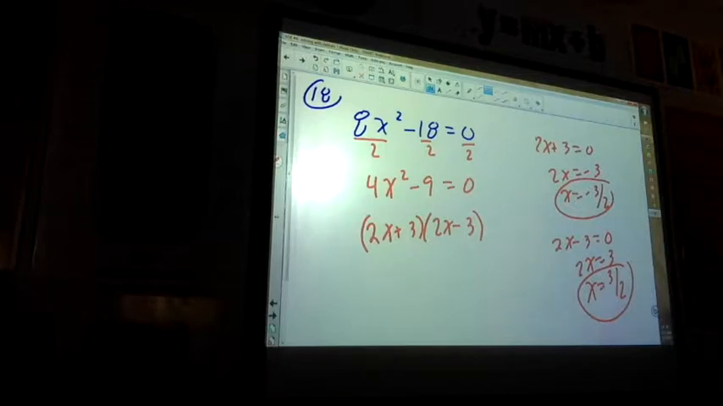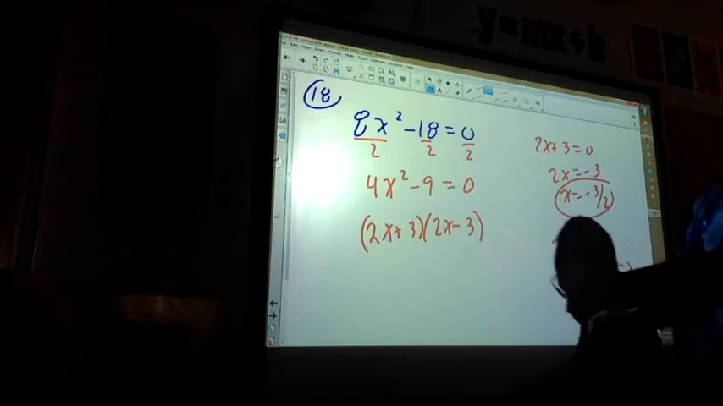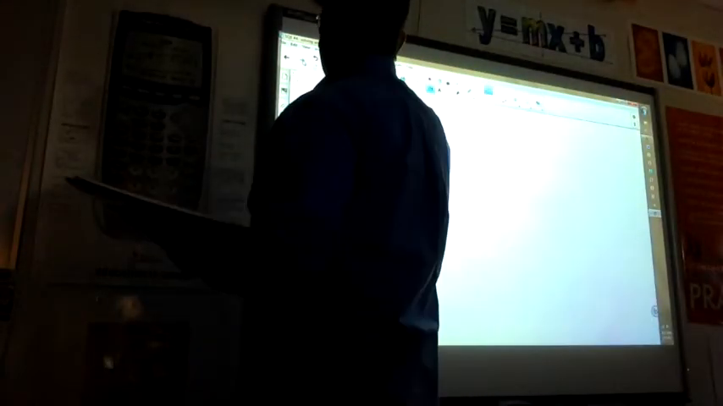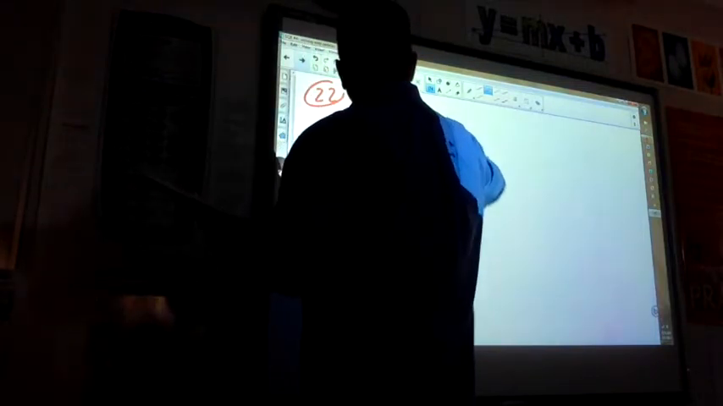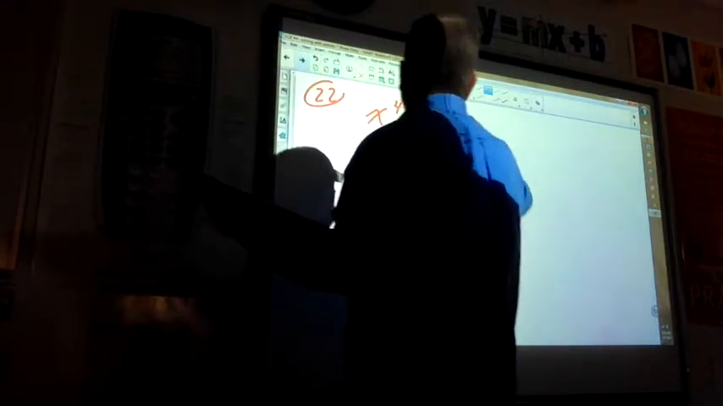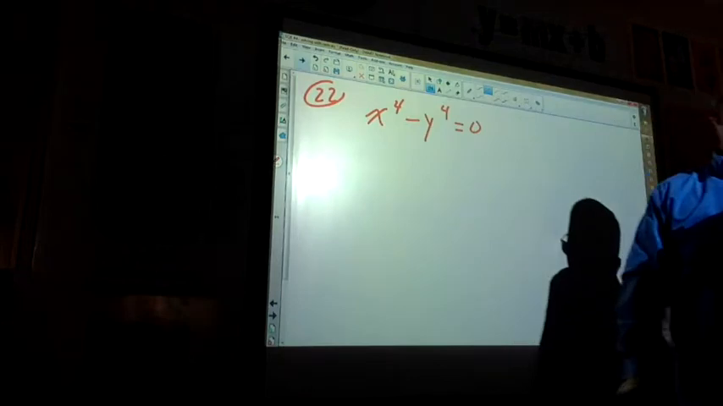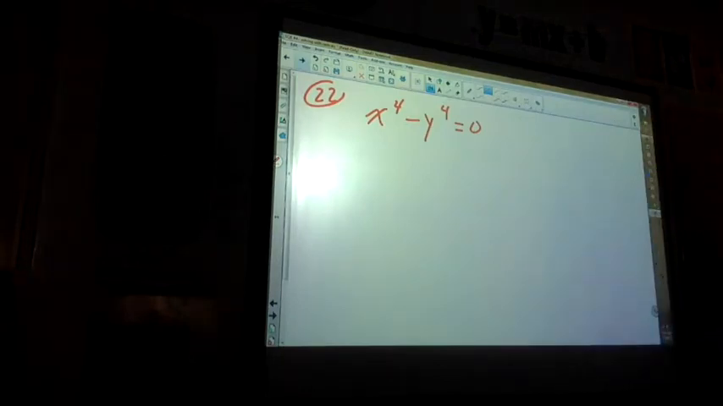22? Is that what you said? All right. 22. It's kind of a gotcha question. Good one to look at. Okay, quick question. Is x to the 4th a perfect square?